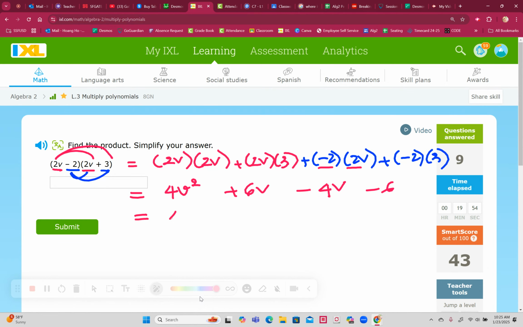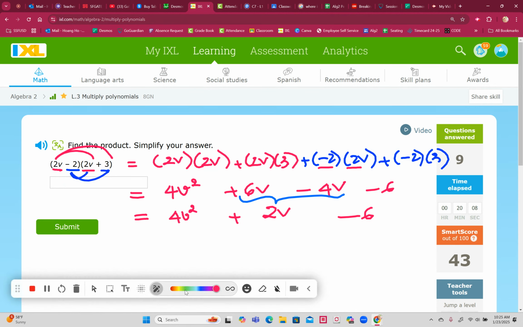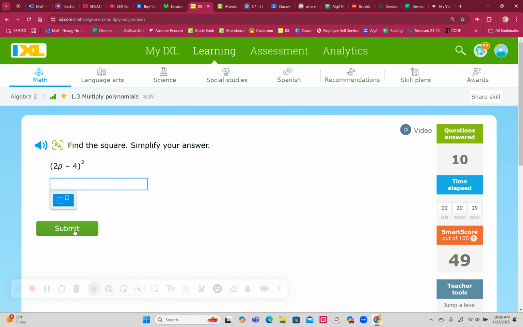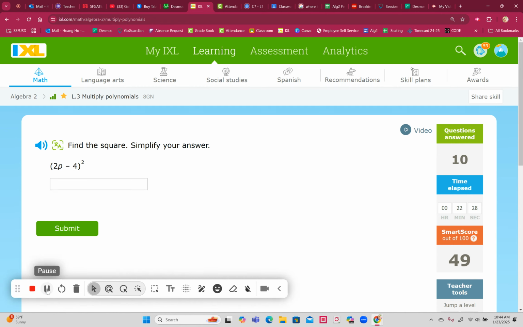Okay, so now 4v squared, you cannot combine with anything, but 6v and subtract 4v should come out at 2v. And then negative 6 in the back, you cannot combine. So the final answer is 4v squared plus 2v, and then subtract 6. Okay, submit. It said good work, amazing, I'm so proud, bingo.